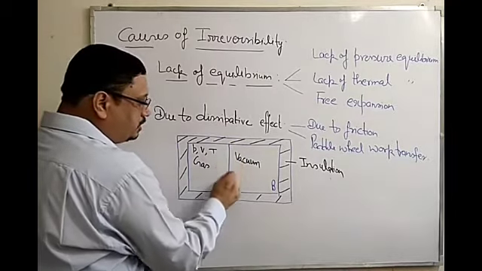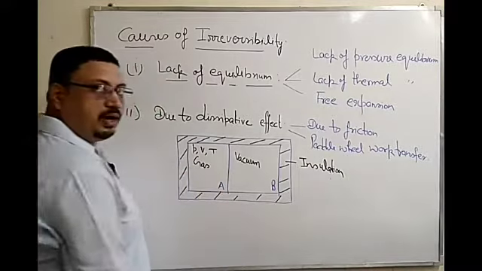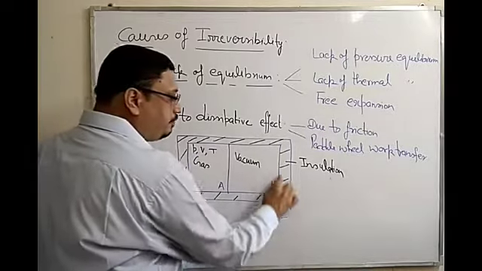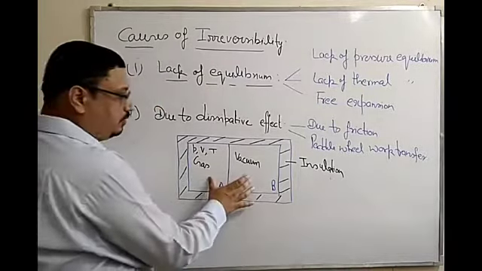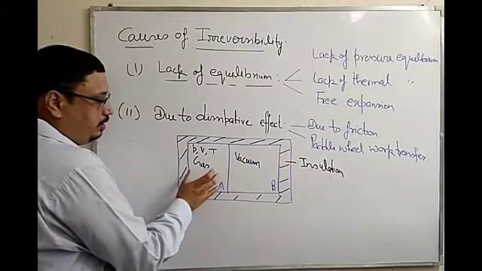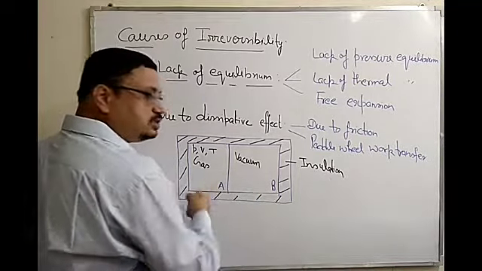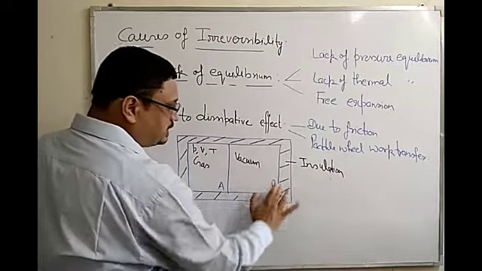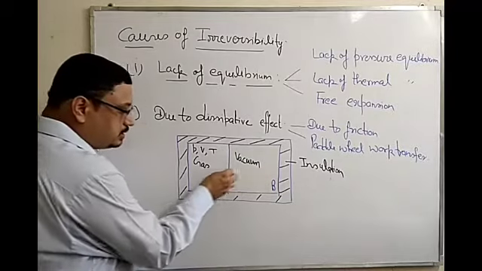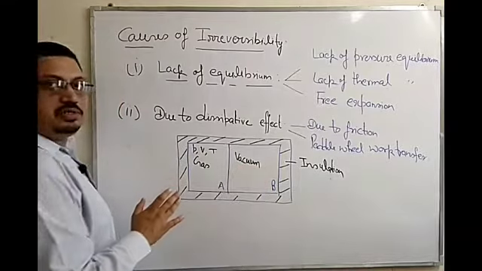Now, if we remove this diaphragm from here, then this gas will rush towards part B. The moment we remove this diaphragm, this gas will occupy the whole volume. Now the volume will be this much. And this process is not a reversible process, because we cannot reverse the process. Once the gas has occupied the whole volume, it is not possible without any external effort to bring back this gas into compartment A and to create a vacuum here. So this is an irreversible process.